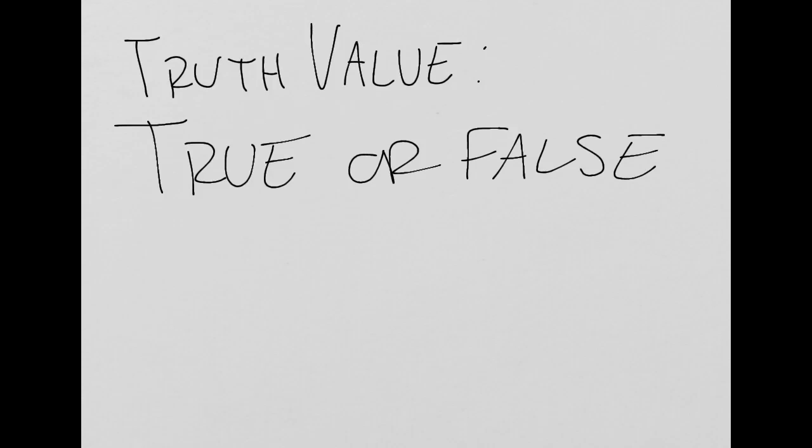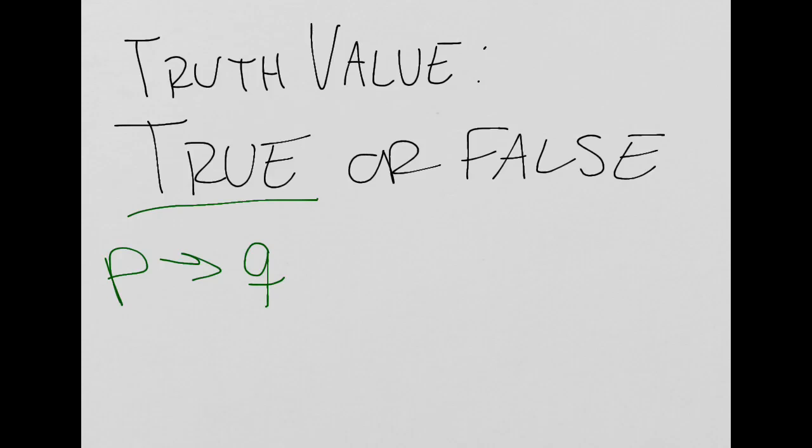In order to show that a conditional statement is true, we just have to show that every time the hypothesis is true, the conclusion is also true. So just every time that P is true, Q is also true, to use our notation there.